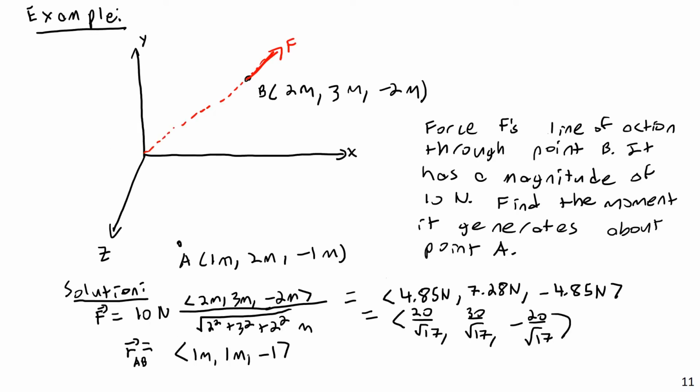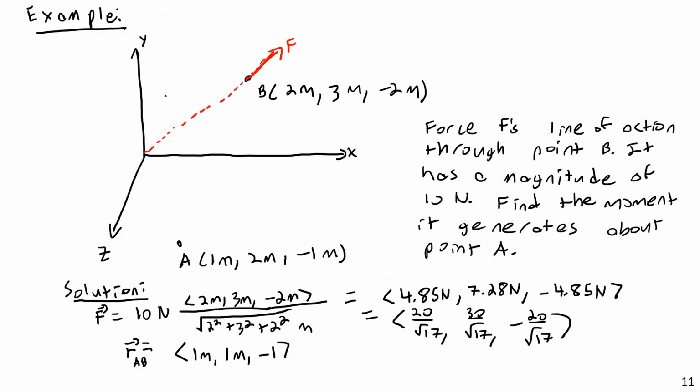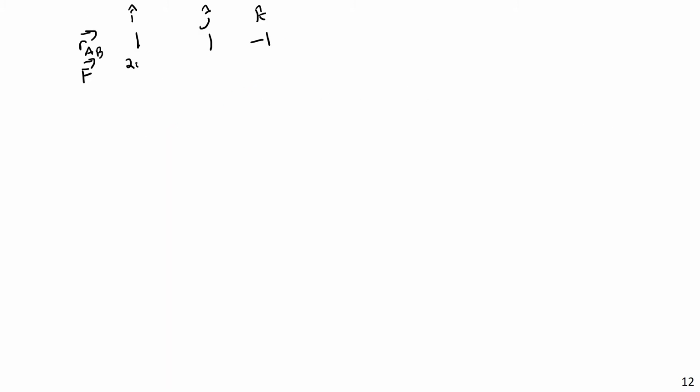So I'm going to create a little table, the i, the j, and the k hat components, and then my rAB and my F. So the components of the r were 1, 1, -1, and the F was 20 over root 17, 30 over root 17, and -20 divided by root 17. And now I just need to find the cross product.